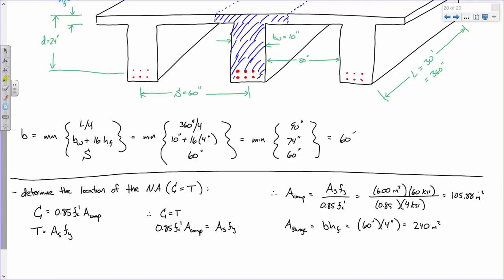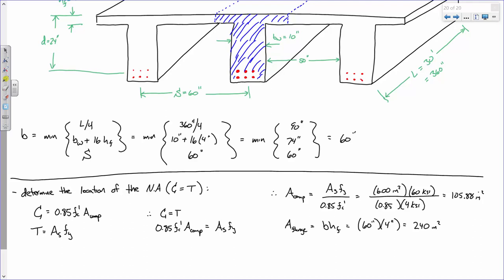It's case one. Why? Because area compression is less than the flange. That's the conclusion. That's exactly right. See, the flange has 240 square inches of area. In order to maintain equilibrium, you need a stress block that has 106 square inches. So that means your stress block is going to start up here, and it's probably going to go to about right there, which makes it a rectangular T-beam. It's not that they're equal.